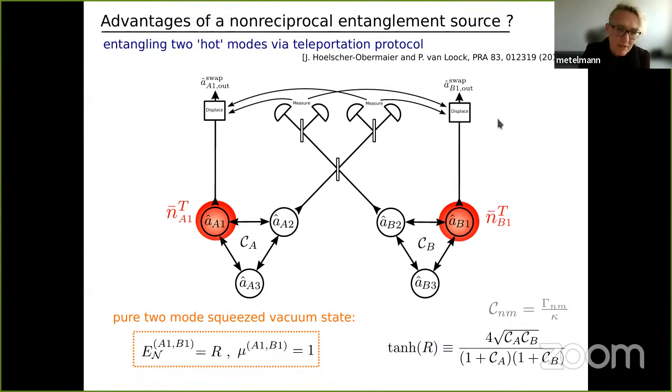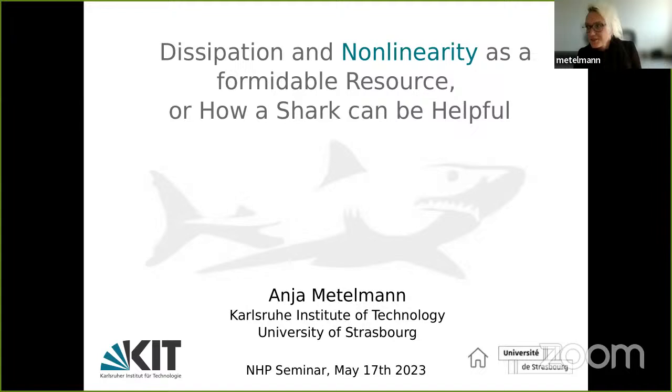And then, if you do everything perfectly, you get two more squeezed vacuum states, and you have perfect entanglement and it's pure. And this is something where you actually now could entangle two hot modes and generate a pure state. Okay. So this was as much as I wanted to say about how we can use dissipation as something interesting.